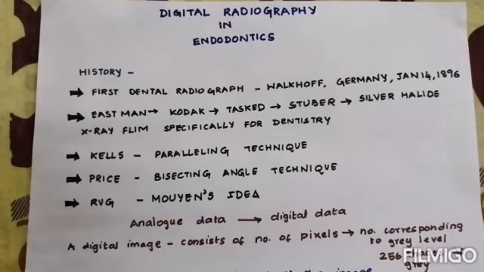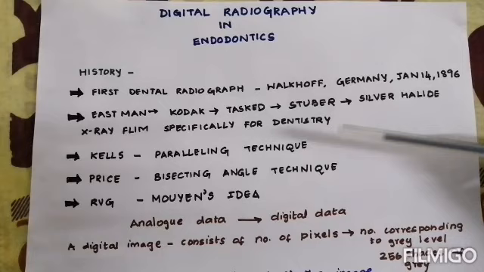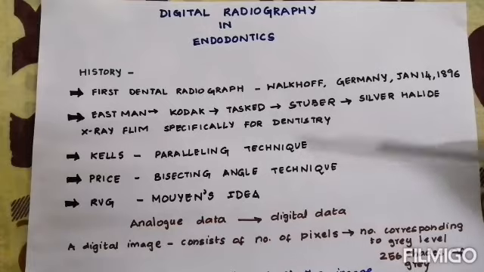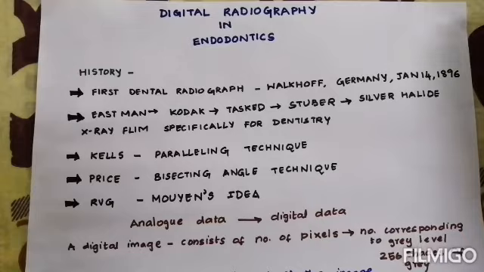In this video, let us discuss digital radiography in endodontics. History: the first dental radiographs were made by Volkov. Eastman of Kodak tasked Tubber to make silver halide X-ray film specifically for dentistry. Kills brought the idea of the paralleling angle technique and Price the bisecting angle technique. RVG, radiovisiography, was the idea of Moyen.